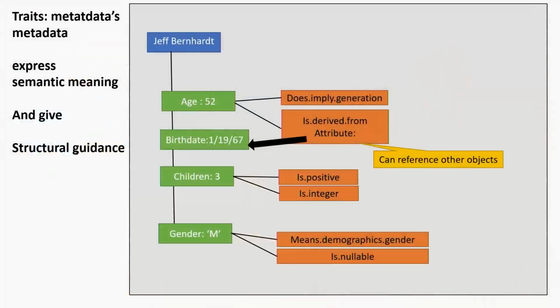Traits are really like metadata's metadata, okay? The semantic meaning of a piece of metadata can be expressed with a trait. Some sort of structural guidance can be expressed with a trait. We want to use them to explain hierarchies that occur in data. We want to use them to explain minimum and maximum values, but also things like you can figure out what generation somebody is from by looking at their age, for instance. Would you like people to see what it looks like?